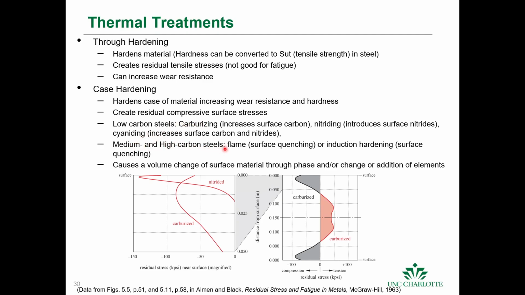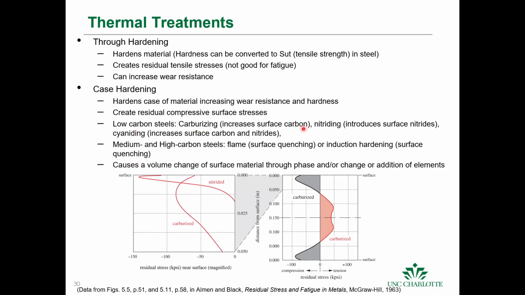For medium and high carbon steels, we can do flame hardening and surface quenching or induction hardening. And basically we're doing the process of quenching, but just on the surface, where we heat the outer surface and then we cool it quickly by spraying some water or oil on it to quench it and try to change that surface to become a harder surface.